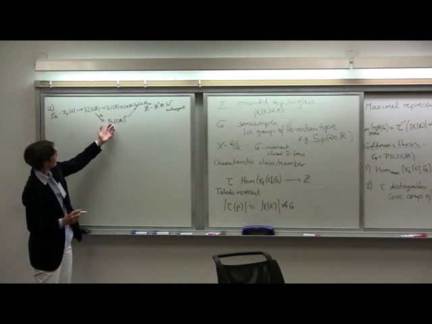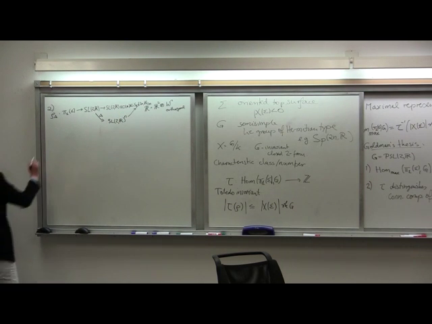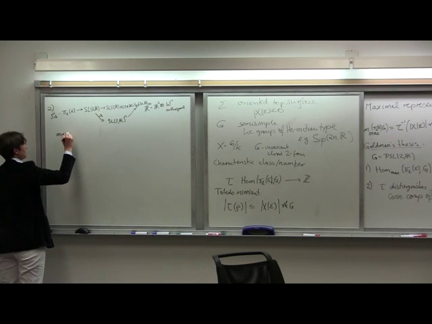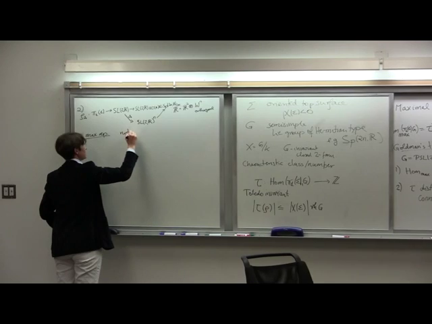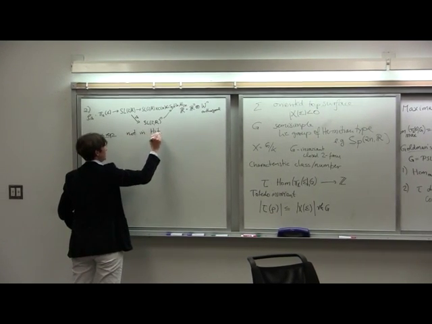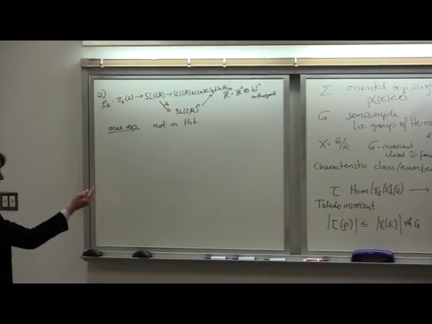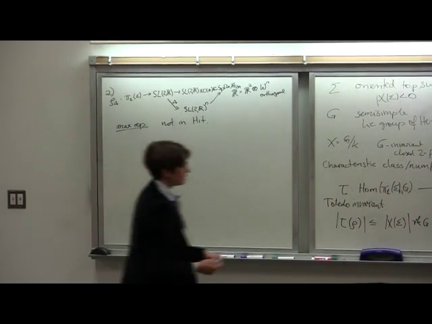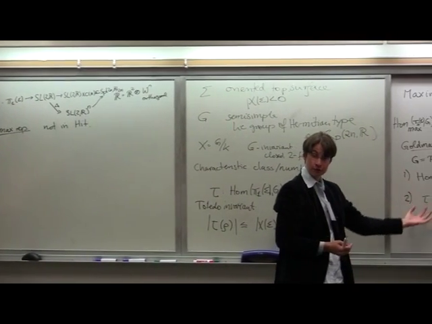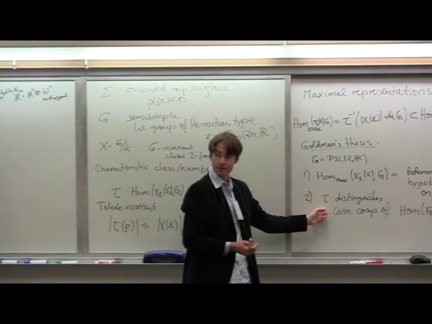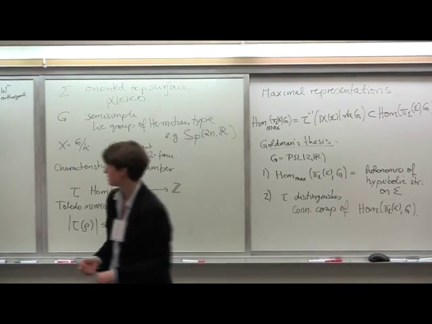But the diagonal SL2R in here has a big centralizer, which is this ON. So this is also a maximal representation, and this is not in the Hitchin component. So in particular, from these two examples, you already see that if we go from PSL2R to a different Lie group of Hermitian type, the characteristic invariant will not distinguish connected components.